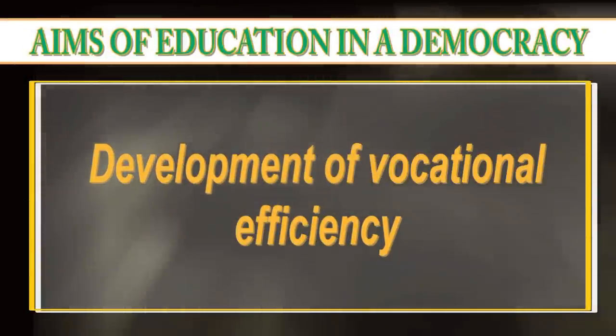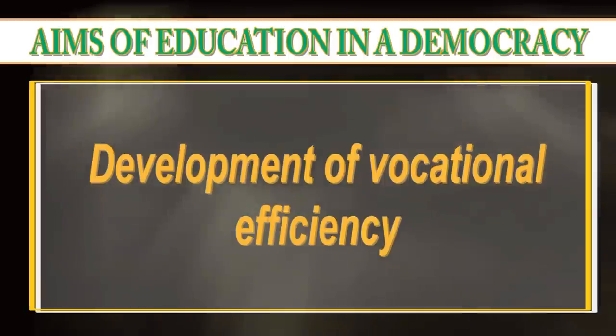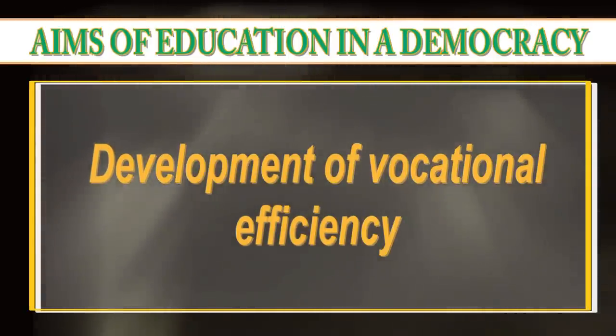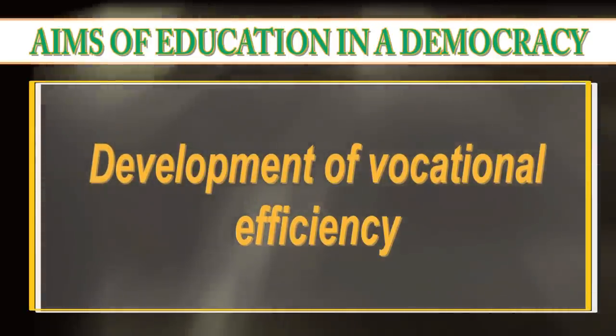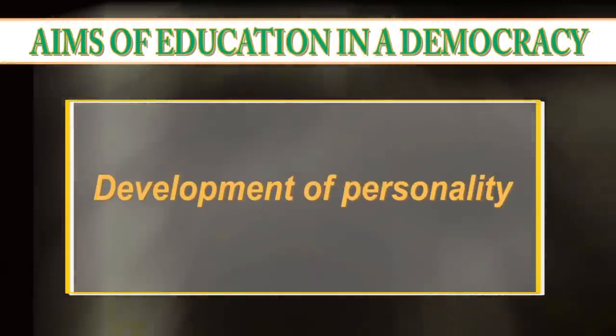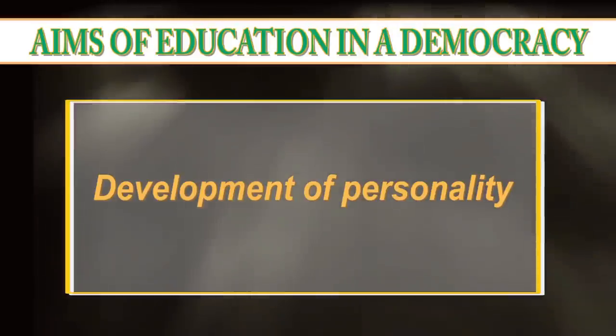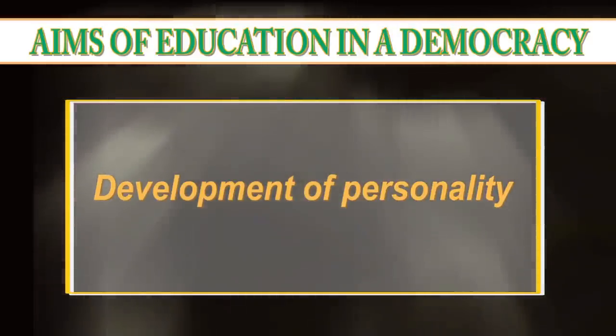Next is the most important, that is the development of vocational efficiency. The success of democracy depends upon its efficient citizens. The development of the country is possible only through promoting skill and efficiency. Development of personality is the next point. Here in a democracy, the personality of the individual is very important, which we already know.